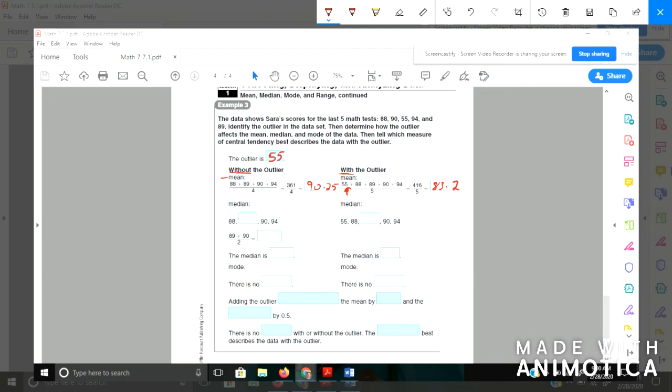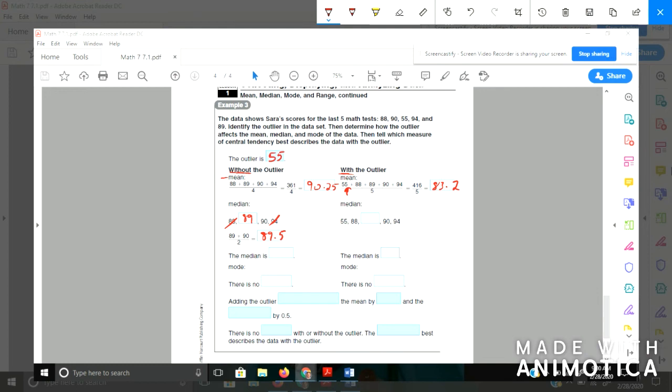How would it affect the median? Well, without the outlier, it'd be 88, 89, 90, 94. That's from least to greatest. So the median, find the middle numbers. So between 89 and 90 would be 89.5. Same thing you would get if you averaged these two numbers, added them, and then divided by 2.